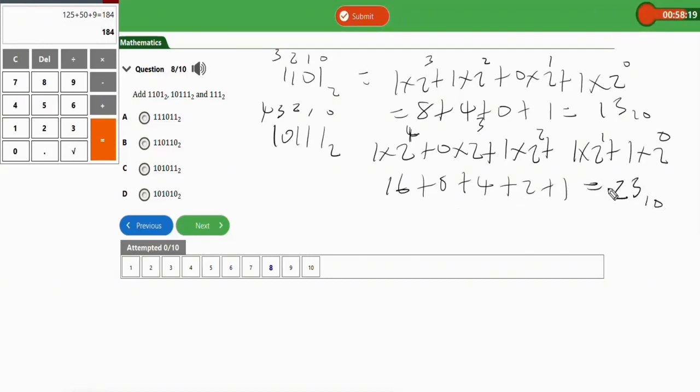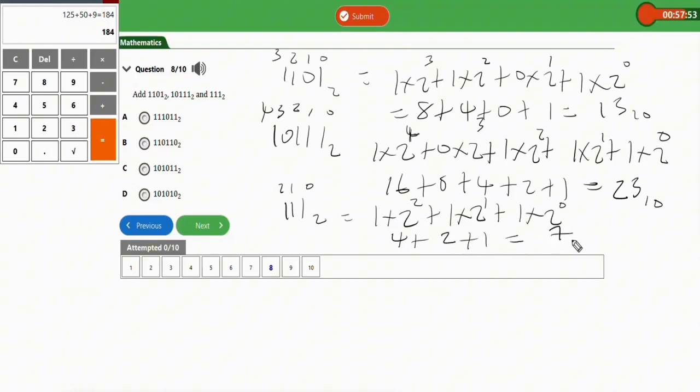So this will equate to 23 base 10. So lastly, let's convert 111 base 2 to base 10. This gives us 0, 1, and 2. So we're going to have 1 times 2 to the power 2 plus 1 times 2 to the power 1 plus 1 times 2 to the power 0. So this will give us 4 plus 2 plus 1, which will give us 7 base 10.